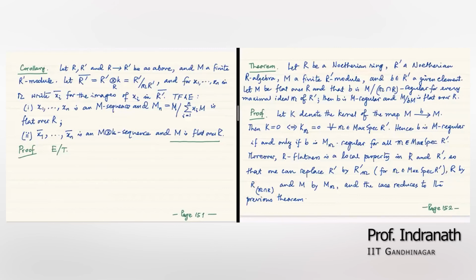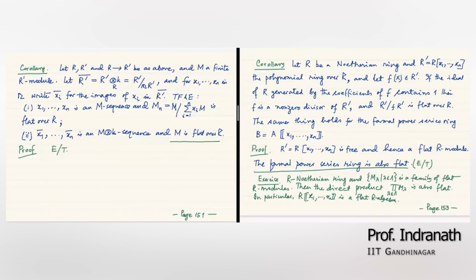So now how do we use this? You have a very important corollary: you have a Noetherian ring R, and R dash is the polynomial algebra over R in the indeterminates x1, x2, xn. Take an element f(x) in R dash. Now, if the ideal of R generated by the coefficients of f contains 1, so if it is the unit ideal, for a particular polynomial f(x), then f is a non-zero divisor of R dash, and R dash mod f R dash is flat over R.